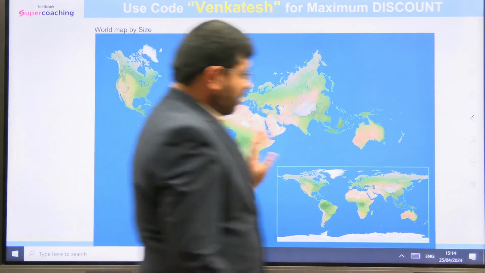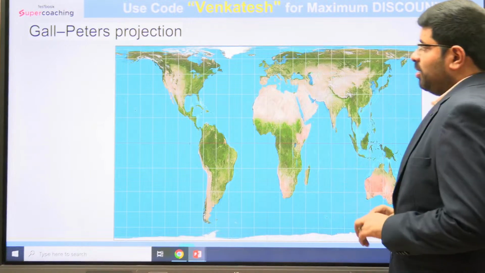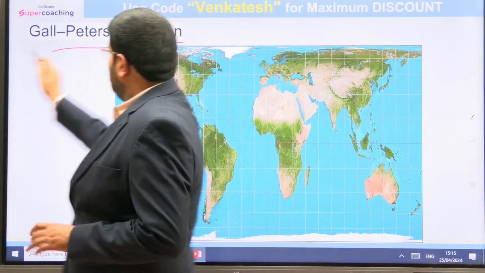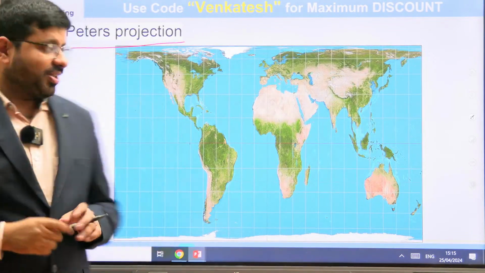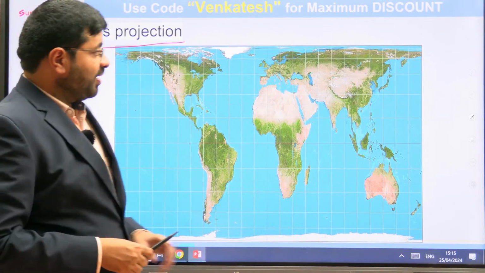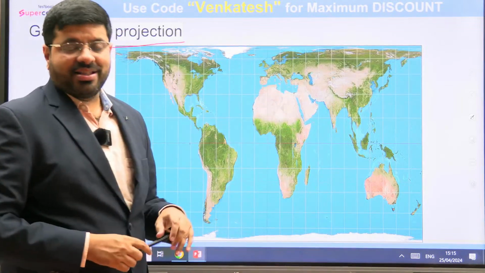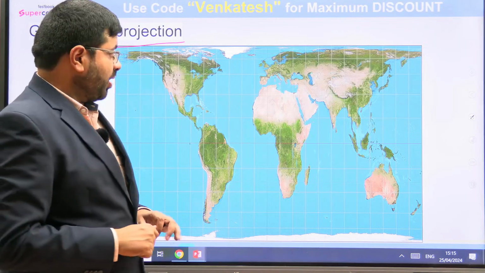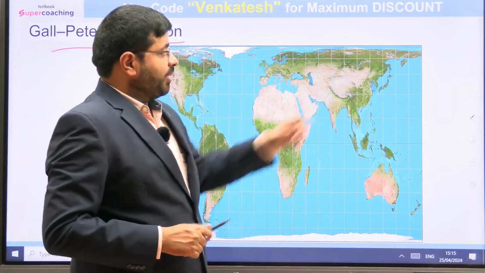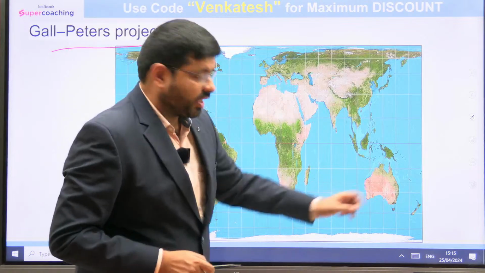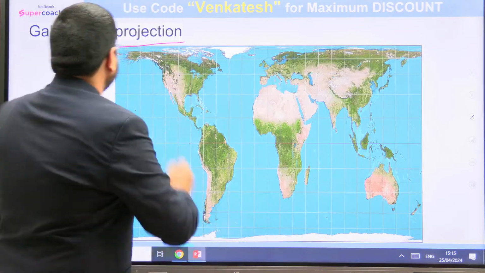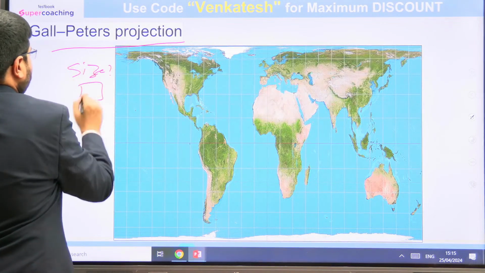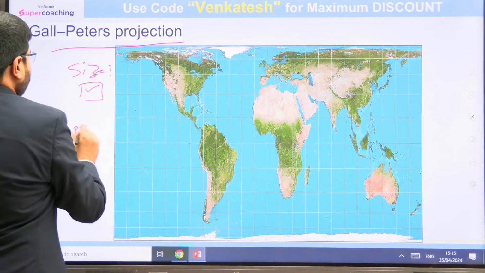But there are so many distortions. There was one projection which was done, the Gall-Peters projection. If you use this Gall-Peters projection, look at the map. They are very distorted. They are not the true shape of the countries, the shape of the continents. Look at India's shape. Look at the shape with respect to Australia. It is good with respect to size. Size? Yes. What about the shapes?